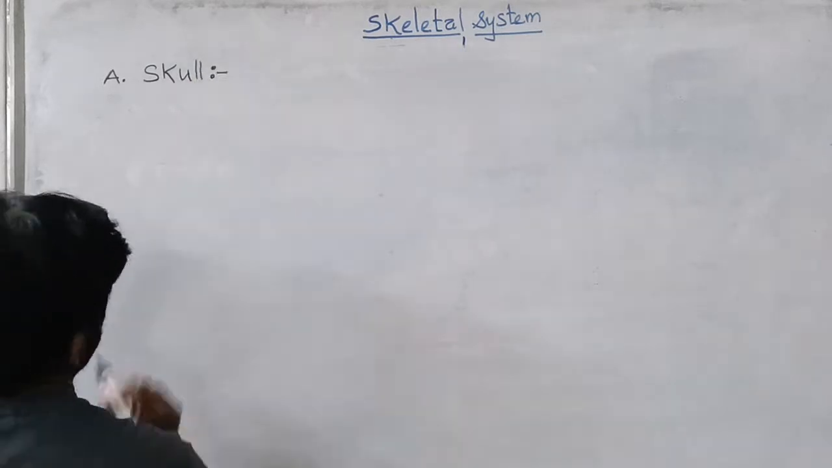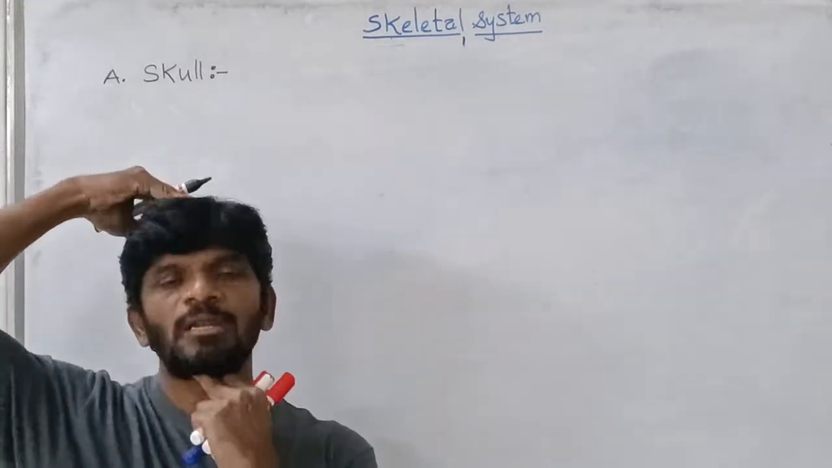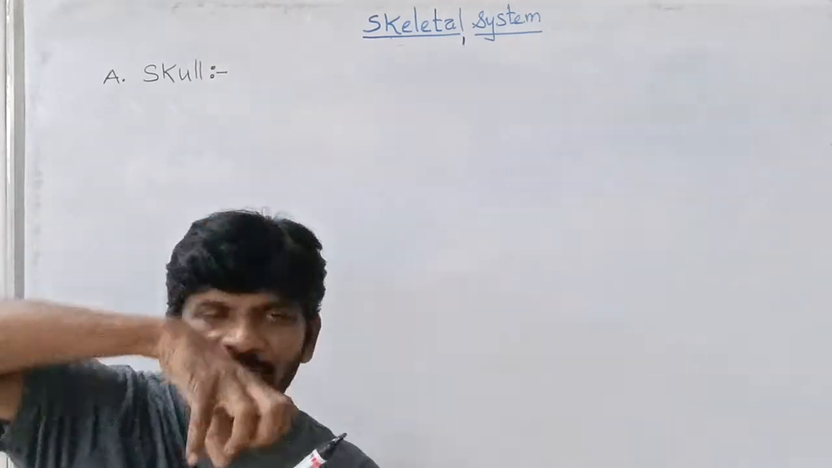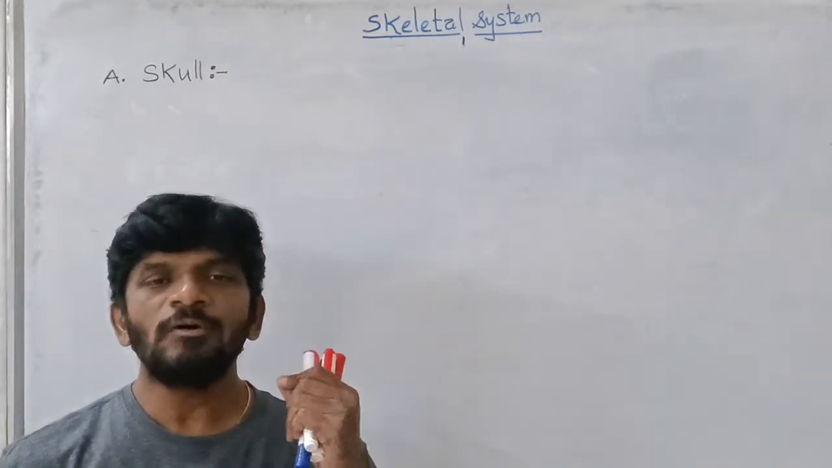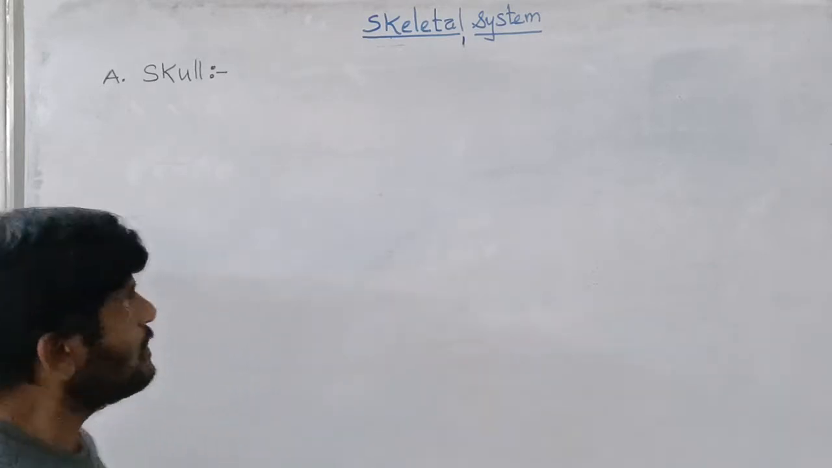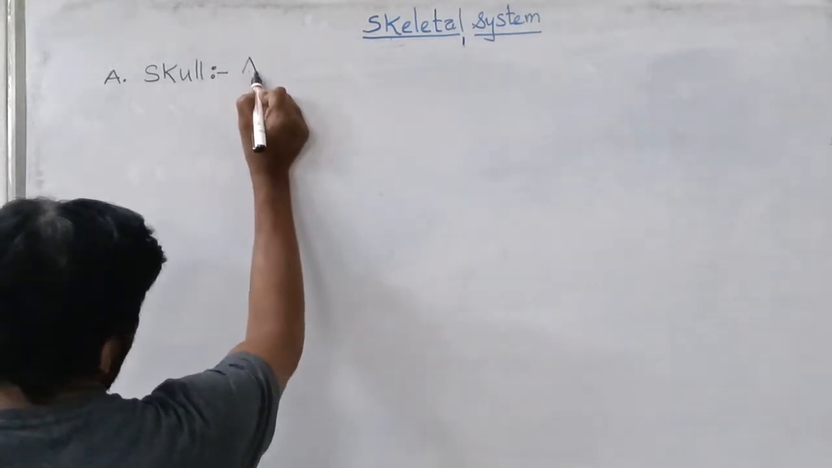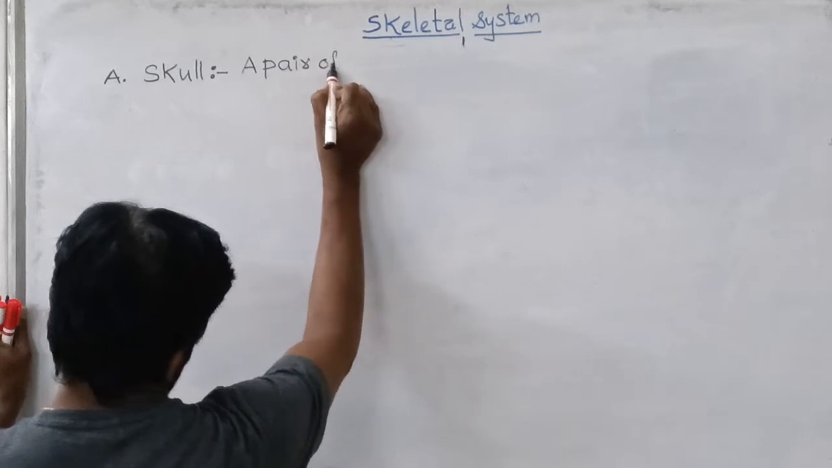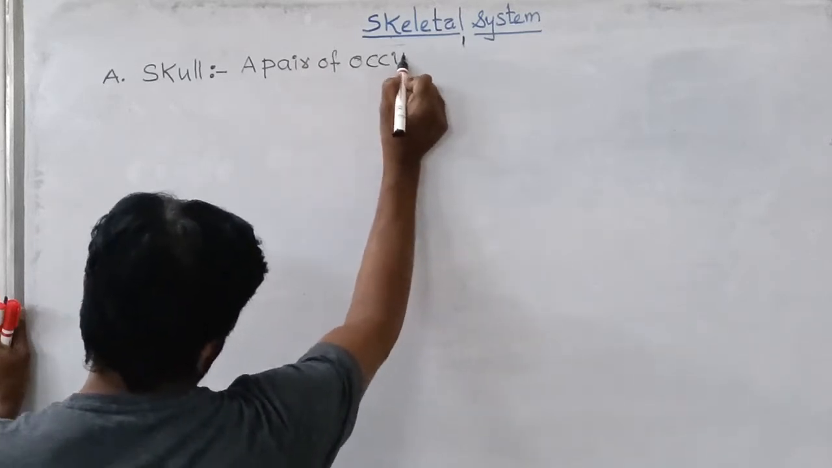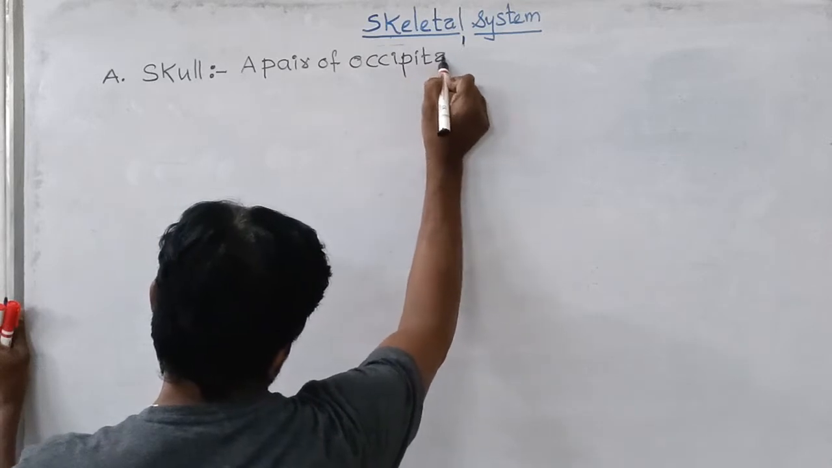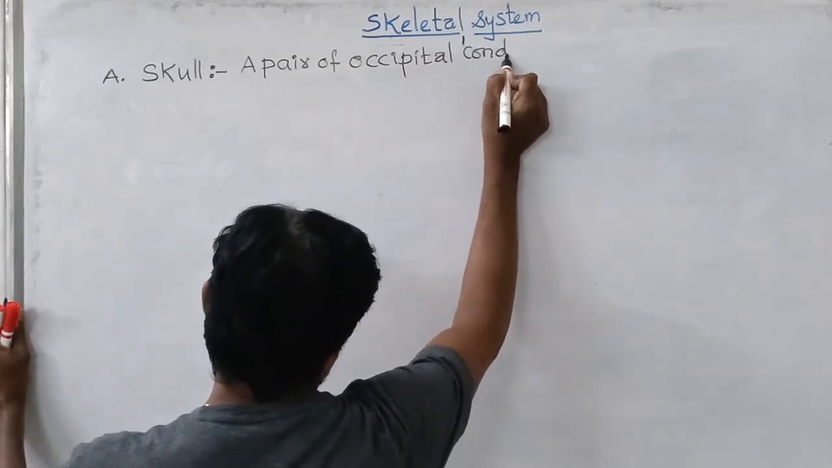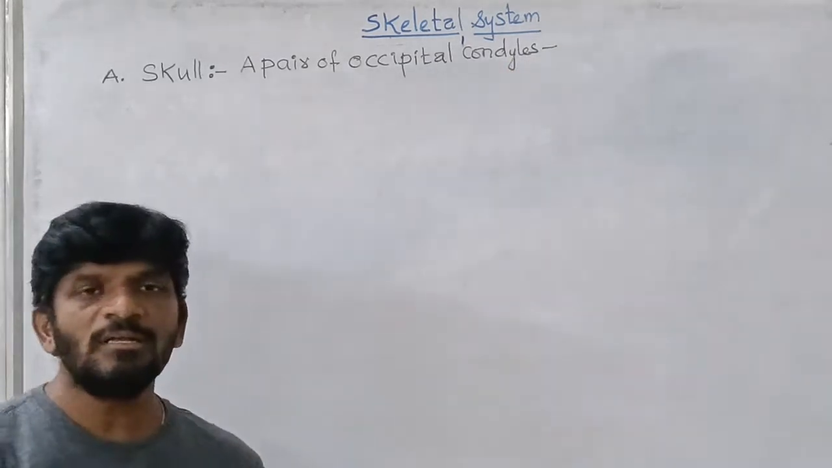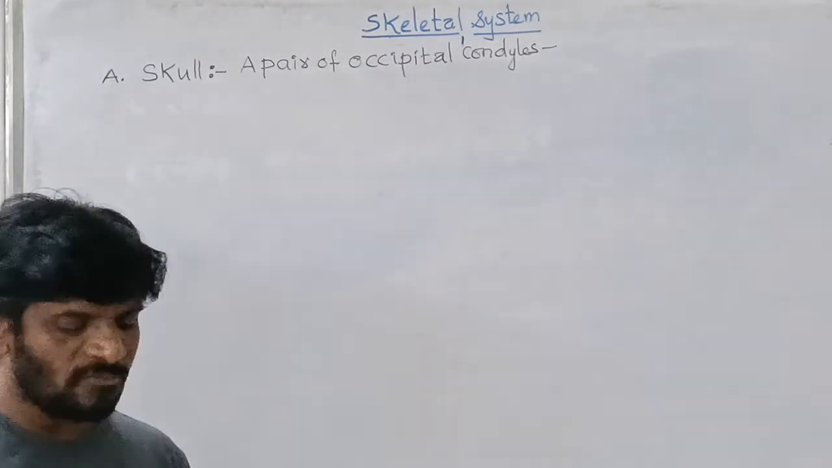The human skull, this is the part which sits into the vertebral column, fixing into the vertebral column with a pair of occipital condyles. Therefore, the skull contains a pair of occipital condyles, and with the help of the occipital condyles, the skull sits into the vertebral column.